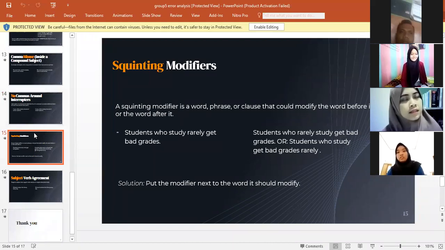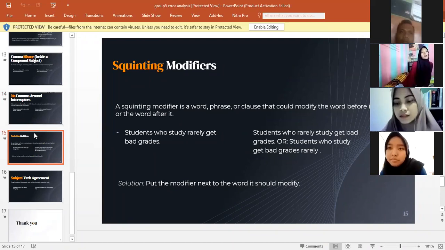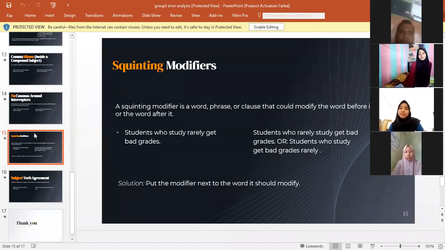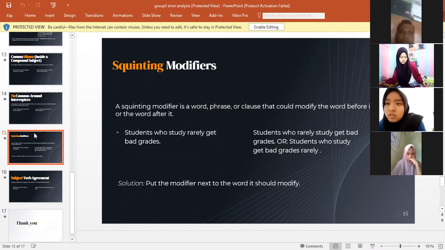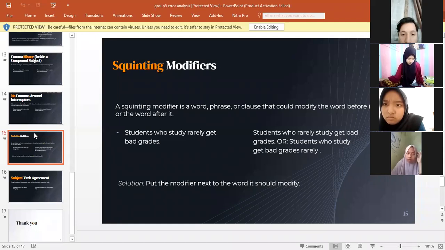Sequencing modifiers. A sequencing modifier is a word, phrase, or clause that could modify the word before it or the word after it. The example: Students who study rarely get bad grades. Students who rarely study get bad grades, or students who study get bad grades rarely. So the solution is that we add a comma after it so it is easier to understand. Next step.